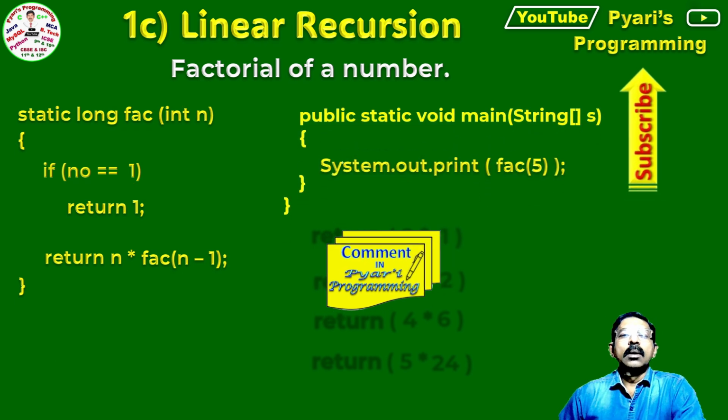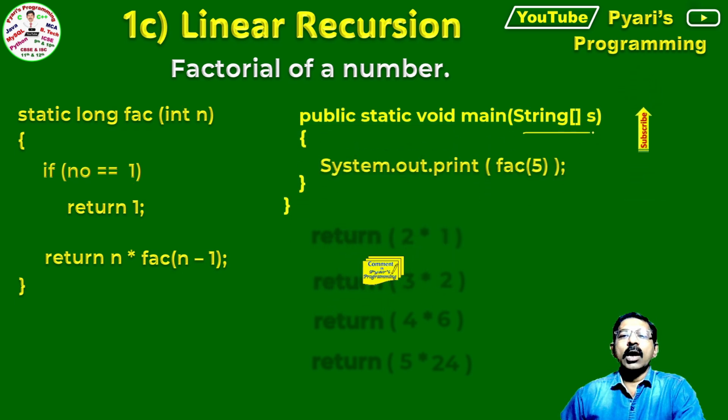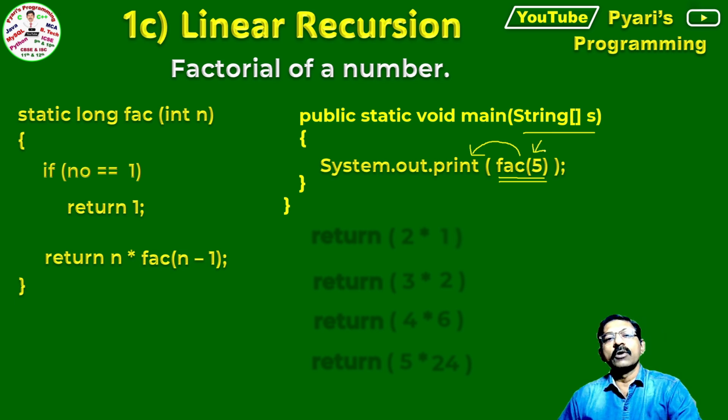Main method: public static void main with the string argument, inside which I am directly calling this method, because whatever result it is returning, I can use it with the print statement to display it. This is the method call. I am passing the actual parameter as 5 to the method. Let's do the dry run.